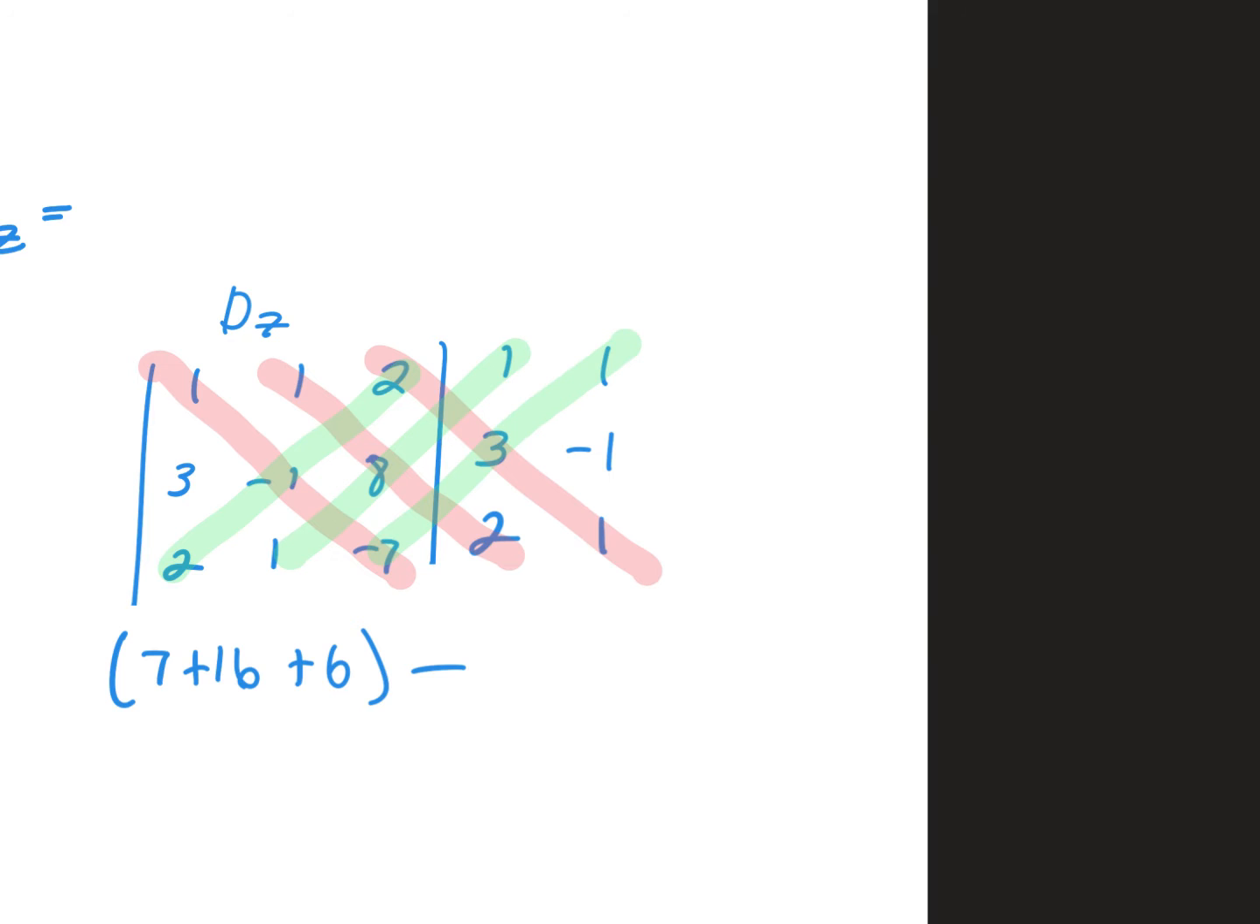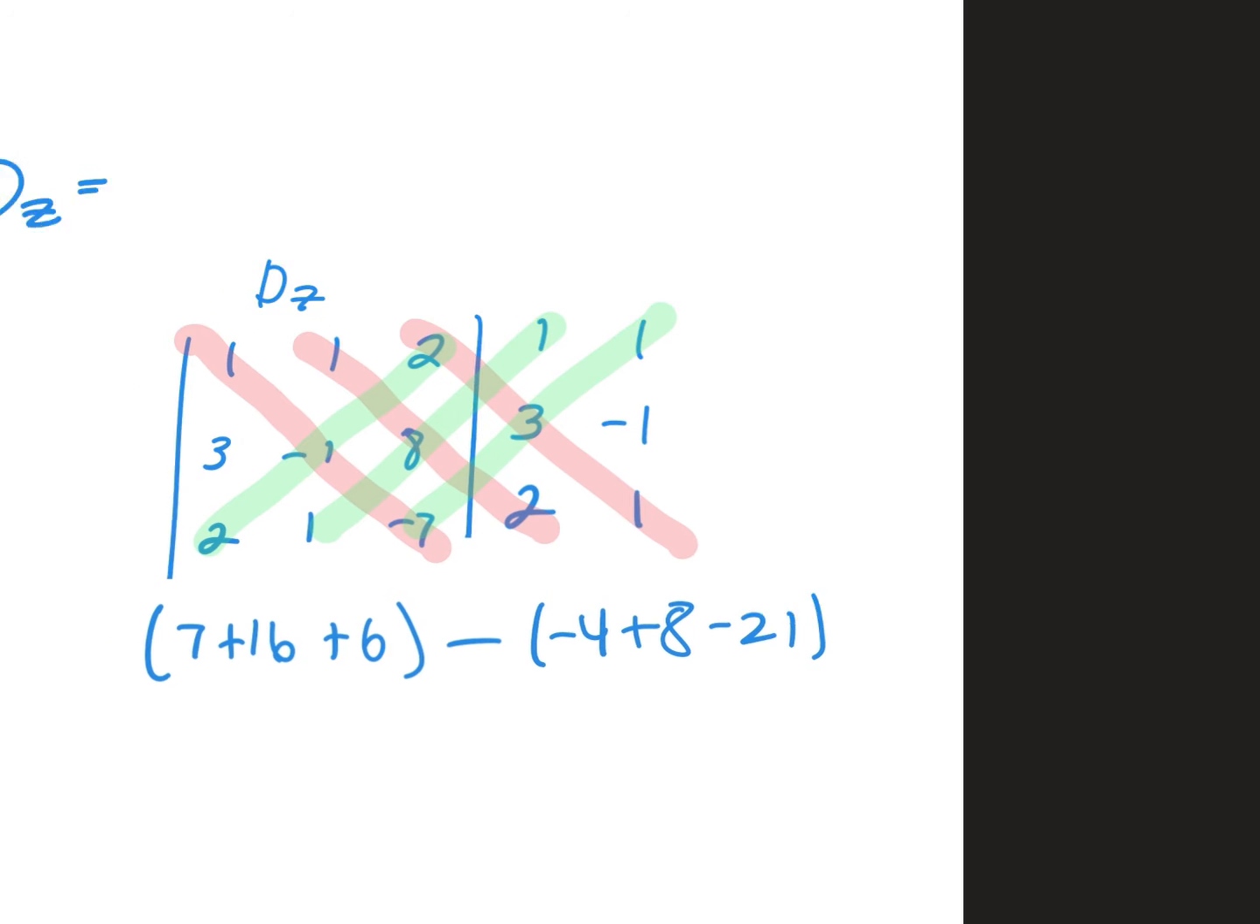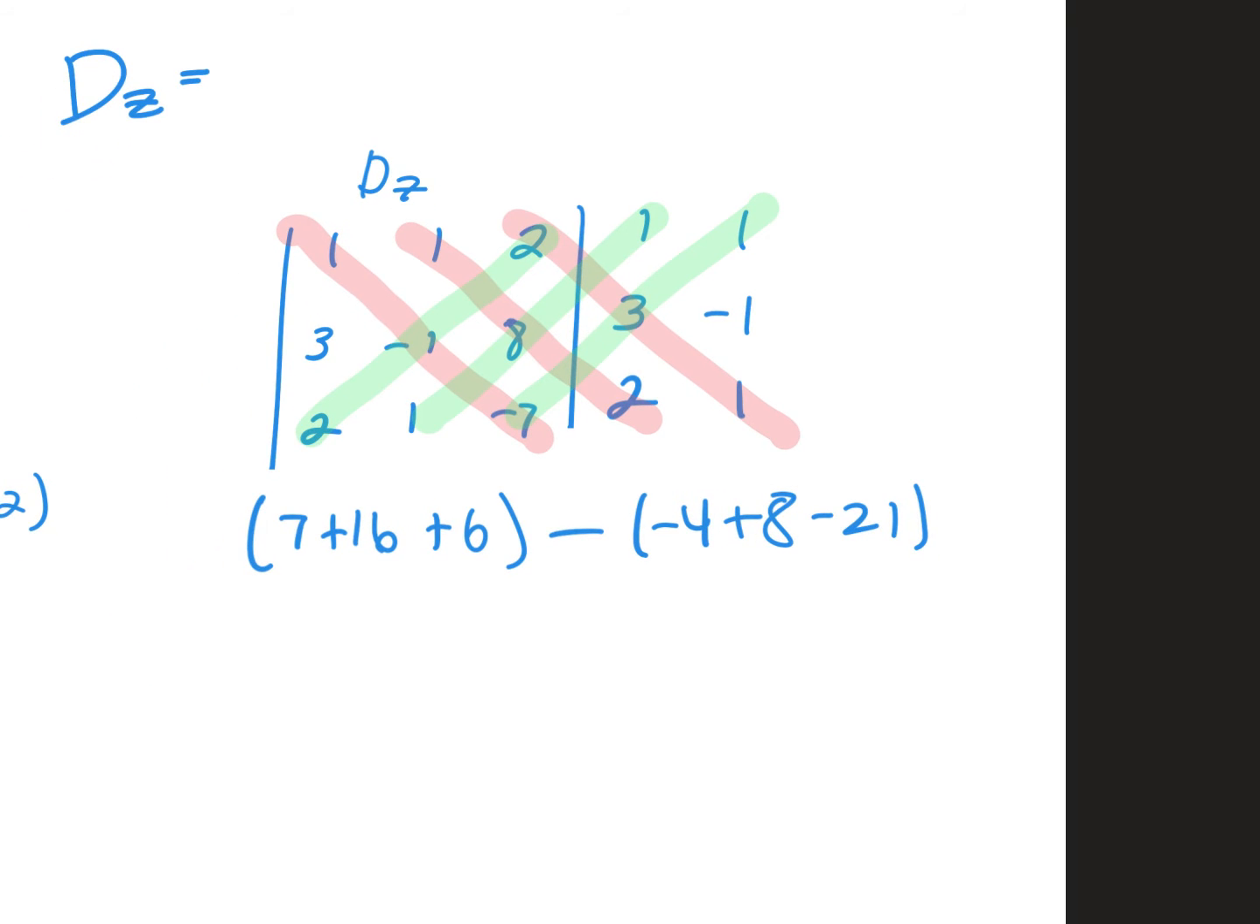here, here, here. So we have 2 times negative 1 times 2 is negative 4. 1 times 8 times 1 is 8. And negative 7 times 3, negative 21. So 7 and 6 is 13 plus 16. This gives me 13 and 16, what, 39? Right, 39. And then I have minus negative 4 plus 8 is 4.